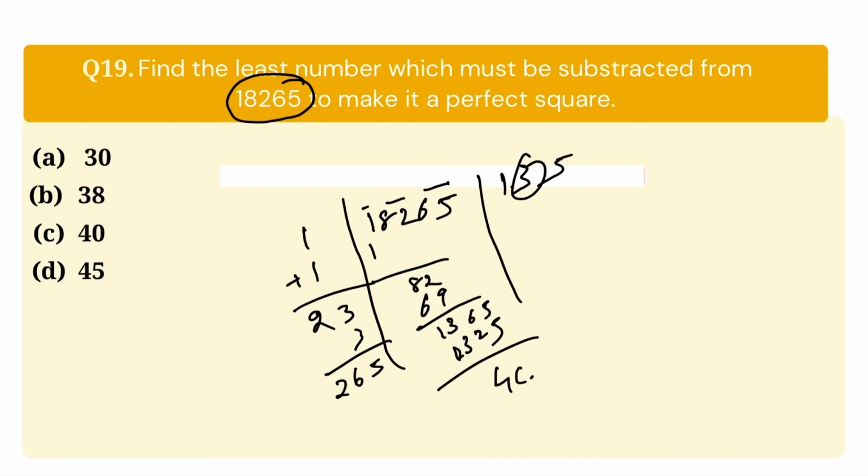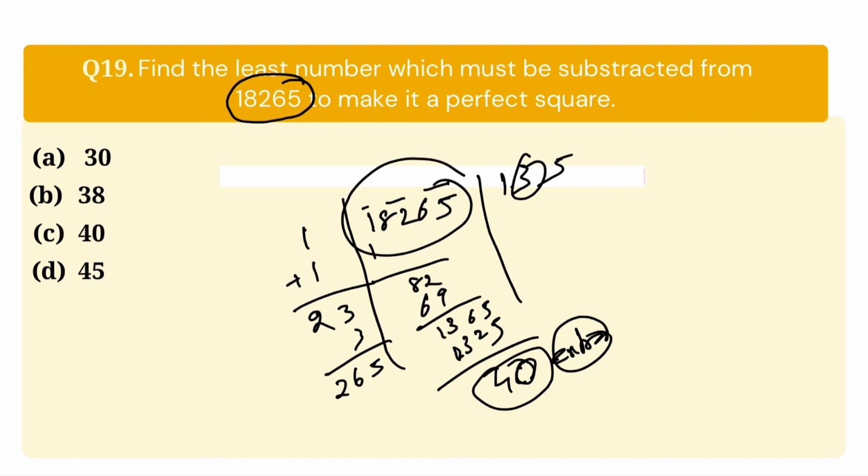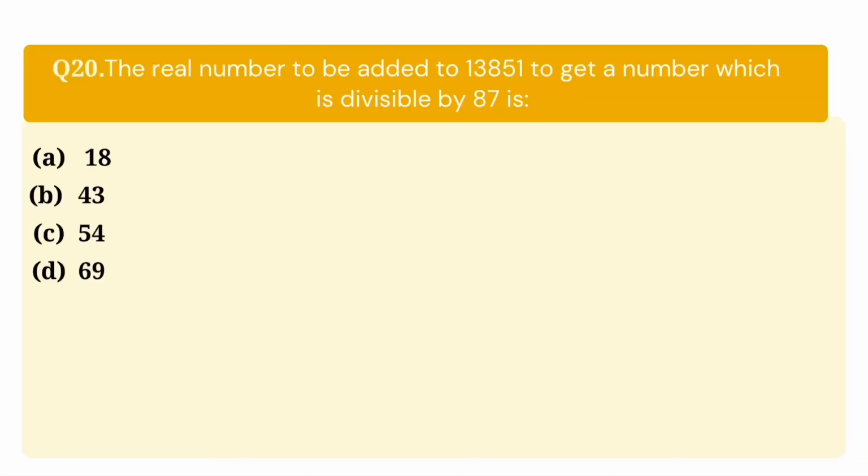We have a shortage of 40 here. So shortage, no, it's not shortage, it is extra. If you remove this extra number from the given number, then this number becomes a perfect square, and the square root of this number is 135. The question is the same: find the least number which must be subtracted, and this 40 must be subtracted. So hence the answer is option C. Let's move to the next question.